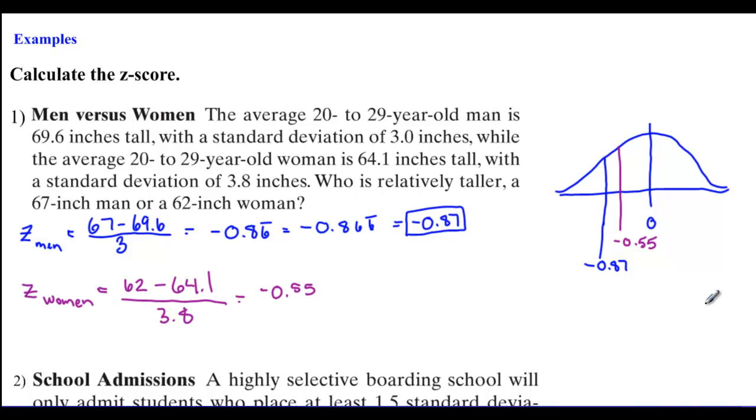The other way to think about it is that the women are above the men, so more to the right. So they have a larger z-score. Because we're looking for taller, then the women are going to be taller than the men, or this particular woman. So the 62-inch woman is going to be relatively taller.